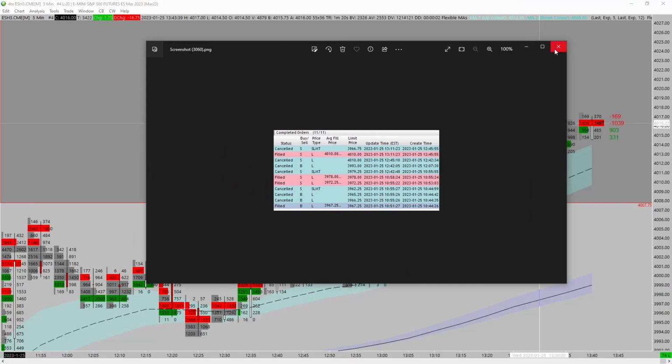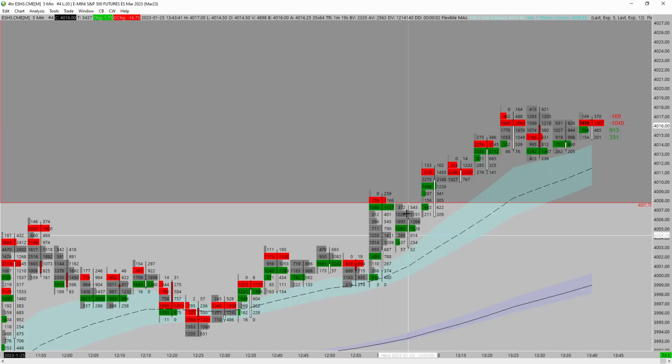Footprint, reading the order flow live, TPO charts, market auction theory.